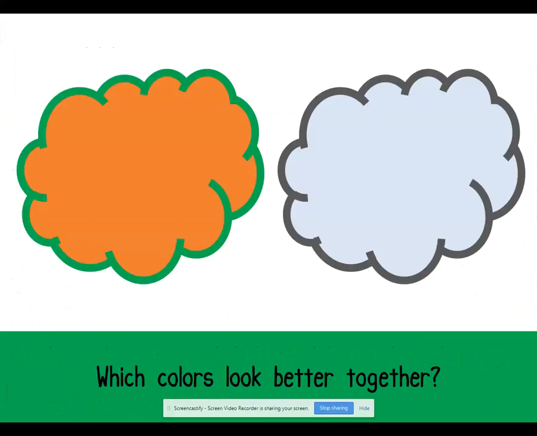Which colors look better together? When I look at the first cloud, it doesn't make sense. It's orange and green. Orange and green don't match and don't look good together. They're not near each other on the color wheel, and they're not complementary. Also, it doesn't make sense because clouds are not orange or green. When I look at the cloud on the right, it looks really good because it's light blue in the middle and gray on the outside, which are really colors of clouds, and the colors look good together and match. Graphic designers think about what colors look better together when they create their posters or documents.